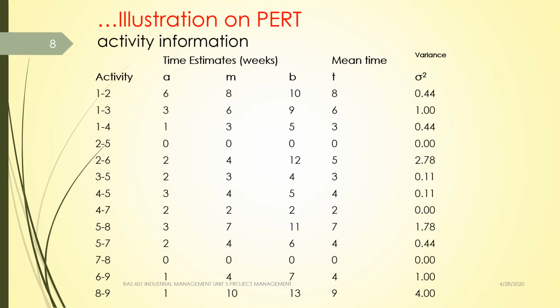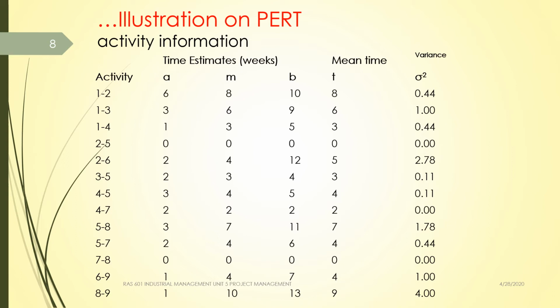Next we are given the optimistic and pessimistic times. Here you can see activities 1 to 2, 1 to 3, 1 to 4, 2 to 5, 2 to 6, 3 to 5, 4 to 5, 4 to 7, 5 to 8, 5 to 7, 7 to 8, 6 to 9 and 8 to 9, and these activities are the ones represented earlier in the previous slide's network diagram. For these activities, the optimistic time A, pessimistic time B, as well as most likely time M are given to you.